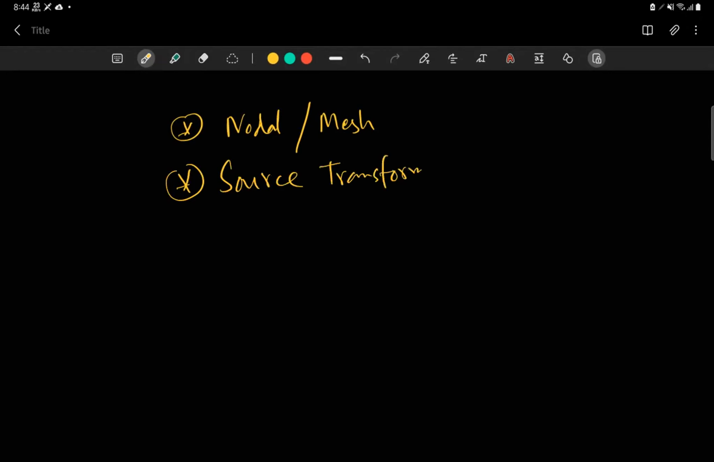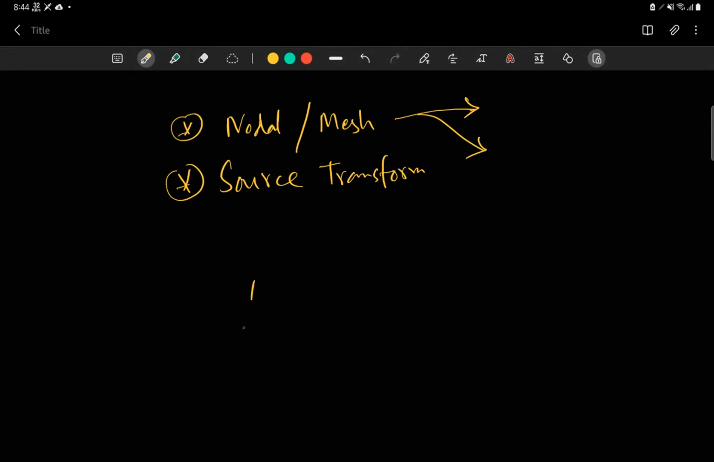Again, for finals, you will have problems with nodal analysis and mesh analysis, okay, and source transformation. These are basic techniques you will need to use. And I have still seen that you have made a common mistake. For example, voltage source.